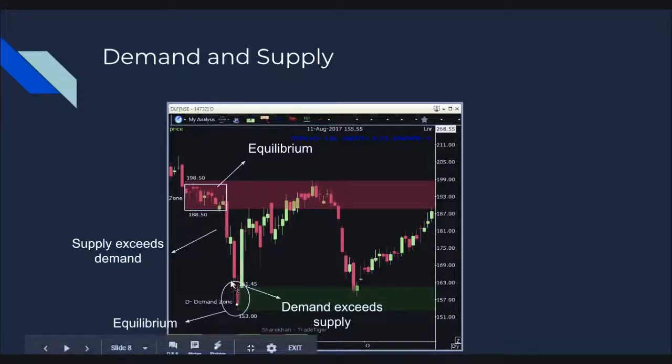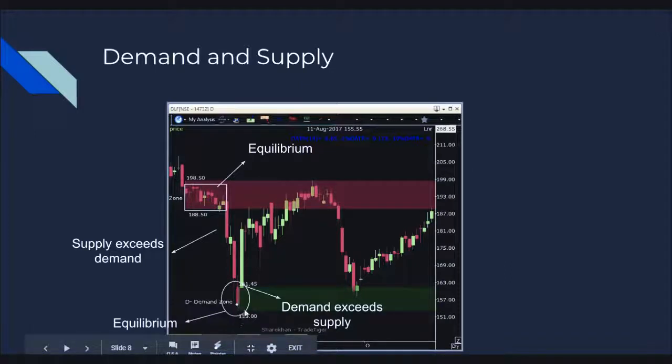But immediately after that, we see a sharp drop in price. What does that indicate? This indicates that suddenly over here, a lot of selling came. The supply exceeded demand. That's why the prices dropped. Make sense? So this period here is a period of equilibrium, and this period here is a period where supply exceeded demand.